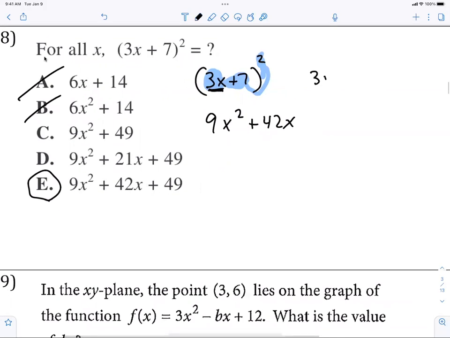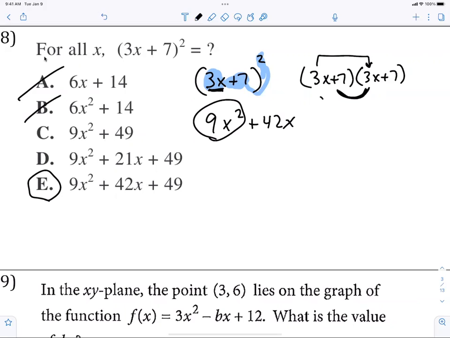So one more time. If I say 3x plus 7 squared, that just means 3x plus 7 times 3x plus 7, okay? 3x times 3x, that's how I got the 9x squared. Now we do our smiley faces. How much is that? How much is that? That always occurs twice. So if you know that, you can just multiply the two terms together here and then multiply by 2. And that'll save you a bunch of time. And then, of course, 7 times 7 is 49. So that's how we're squaring a binomial, if you forgot.